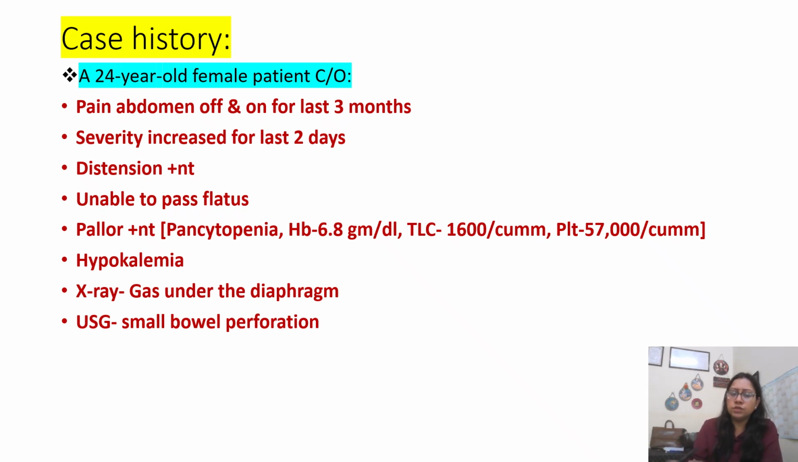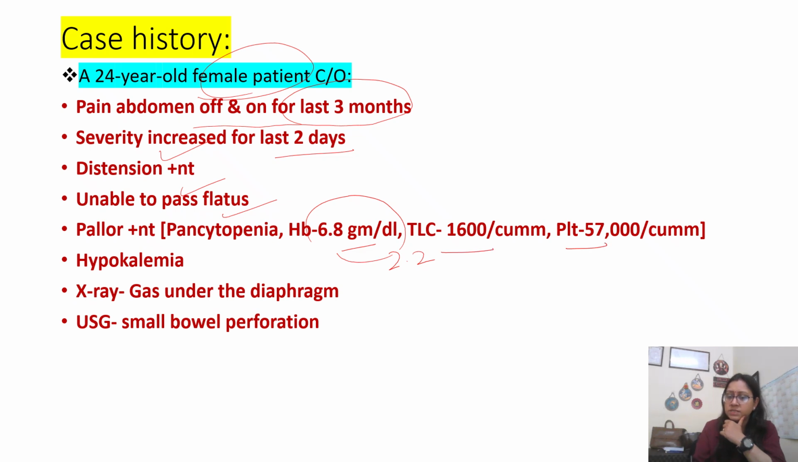this was a case of a 24-year-old female patient, as I've already told you, who complained of pain in the abdomen. Off and on for the last 3 months she was having it, and for the last 2 days the severity had increased. She also presented with abdominal distension, was not able to pass flatus, and pallor was there. In fact, the initial hemoglobin when she was admitted was 6.8. It came down to 2.2 upon subsequent admission. TLC was also low, 1600, platelets 57,000, so it comes out to be pancytopenia.